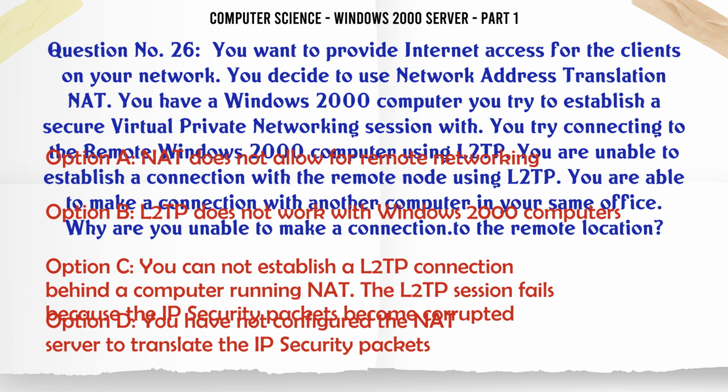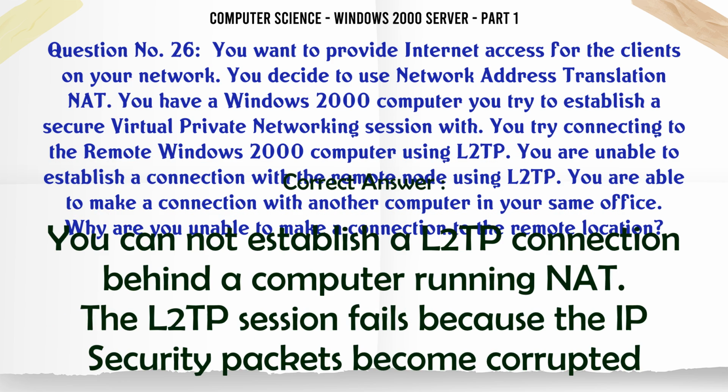A. NAT does not allow for remote networking. B. L2TP does not work with Windows 2000 computers. C. You cannot establish a L2TP connection behind a computer running NAT. The L2TP session fails because the IP security packets become corrupted. D. You have not configured the NAT server to translate the IP security packets. The correct answer is: you cannot establish a L2TP connection behind a computer running NAT. The L2TP session fails because the IP security packets become corrupted.